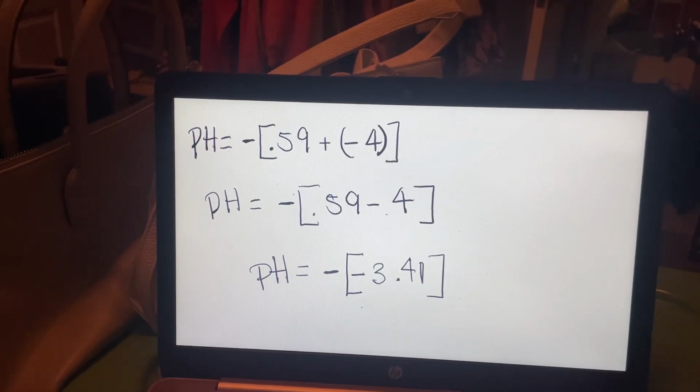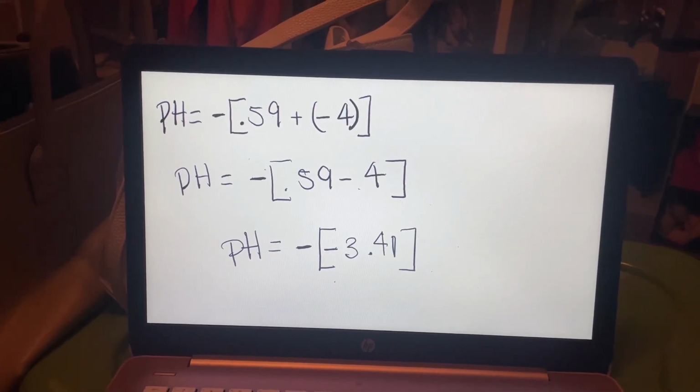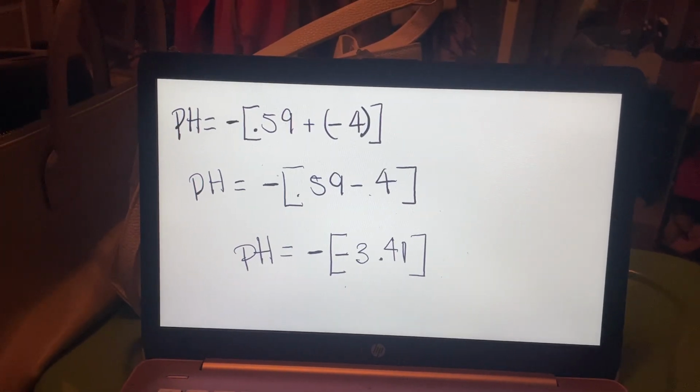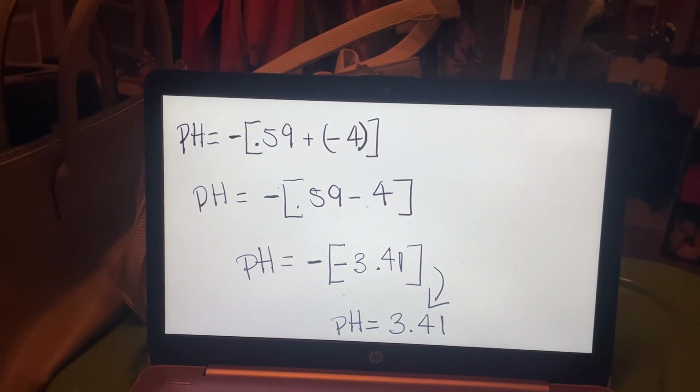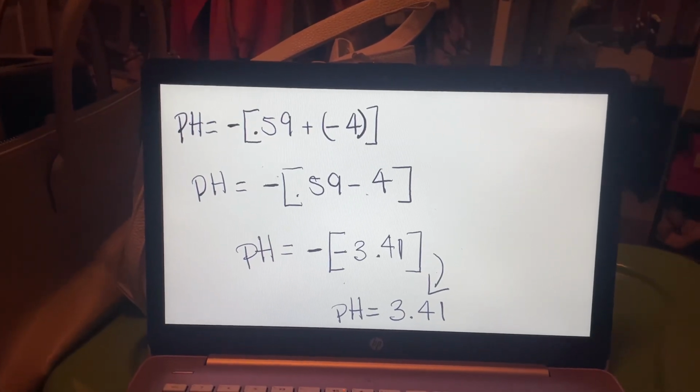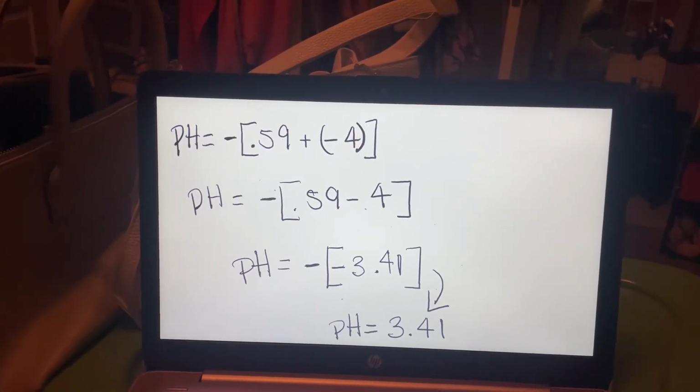And then we do that out and we get the pH equals negative bracket of negative 3.41, and then we close the bracket. And that's just going to give us a positive number because we have two negatives. So that's going to give us a pH of 3.41.